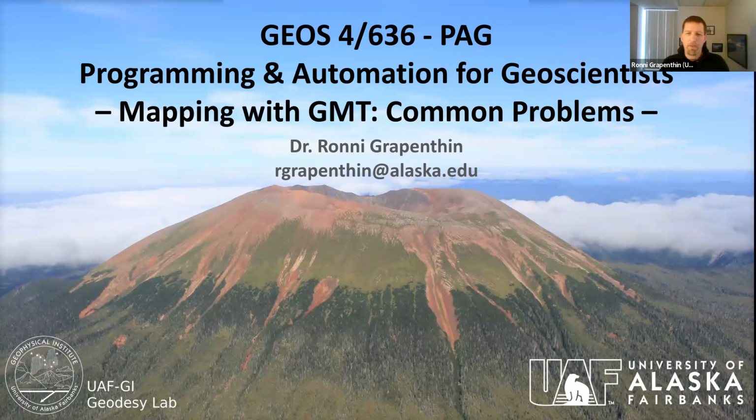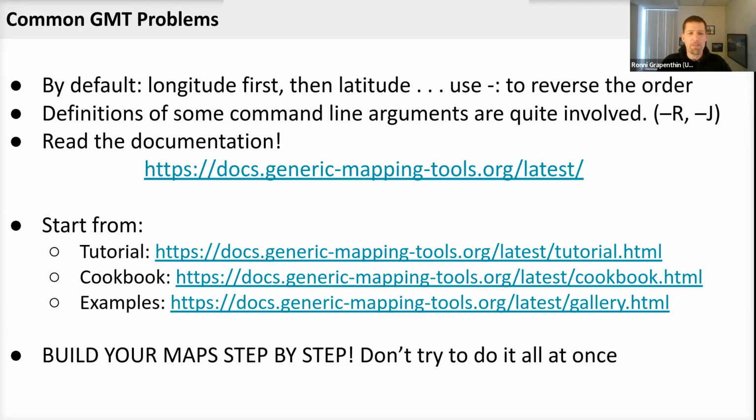So when you're mapping with GMT, it's quite likely that you're running into some of these common problems. Biggest problem to understand is that by default, GMT assumes that longitude comes first and then comes latitude. The reasoning is that for any kind of coordinate system, you always give the horizontal coordinate or the x coordinate first, and then the vertical or the y coordinate.